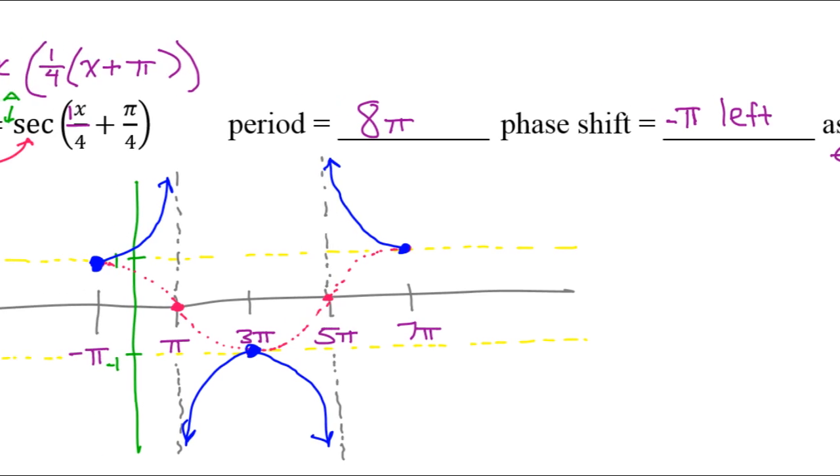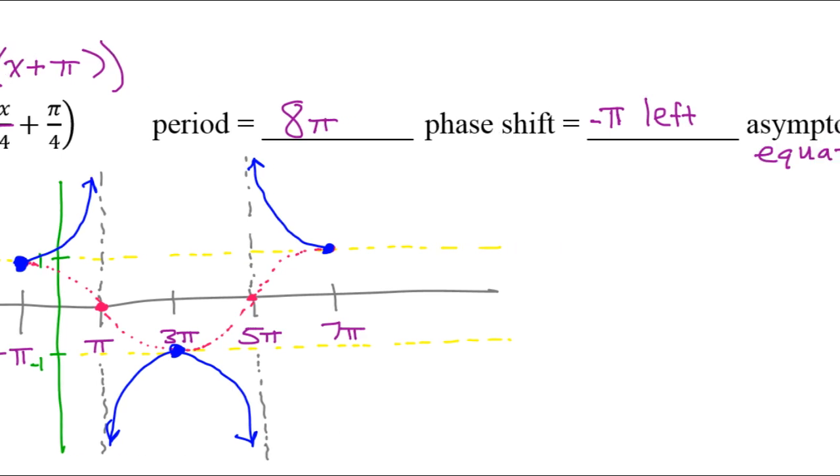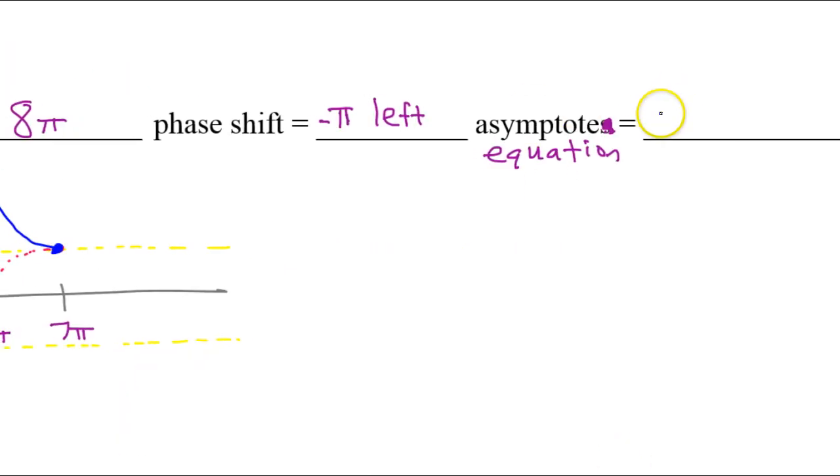So what I like to do is pick one of the asymptotes I've graphed. I usually start with the first positive one, or 0 if it happens to be an asymptote. So the first positive asymptote is at pi, so I'm going to start with that. So a vertical asymptote always is of the form x equals. So x equals pi represents my first asymptote.